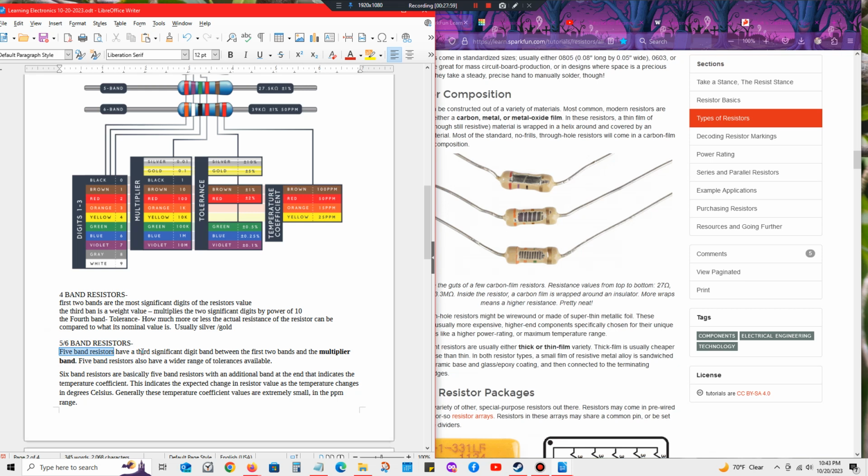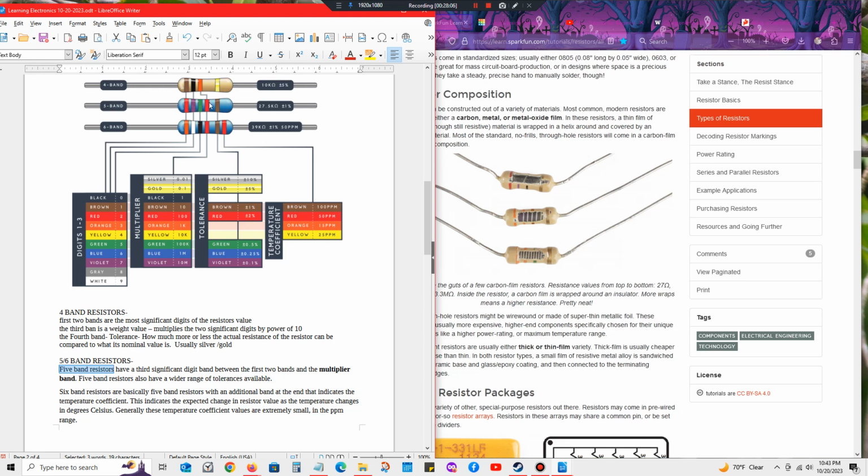5 band resistors have a third significant digit band between the first 2 bands. So if you have a 5 band, 1, 2, 3, 4, 5, the first 2 are significant, and the third... I mean, they have a third significant, my bad. Actually, these 3 would be your significant numbers. Your fourth would be your multiplier, and your last is your tolerance.